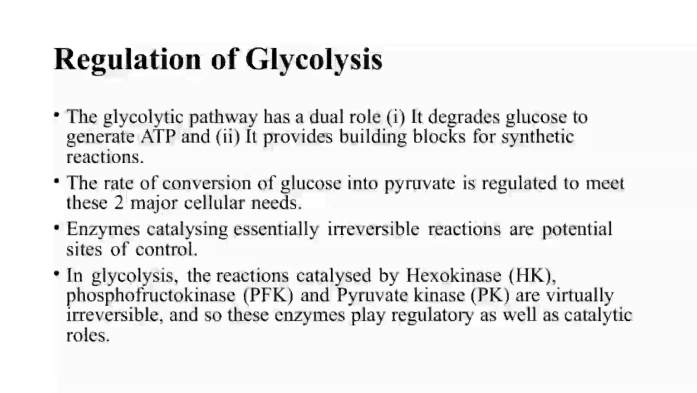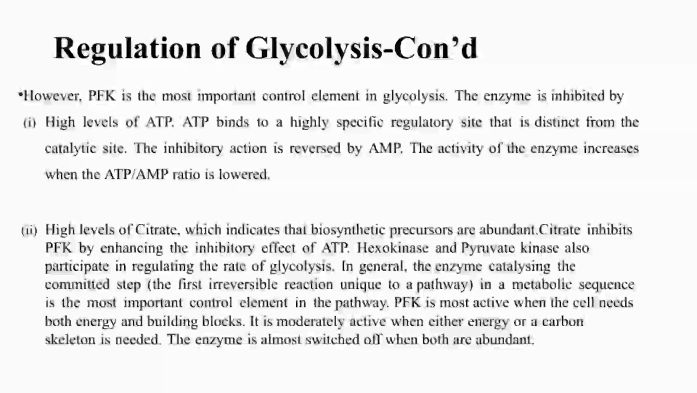Now let's talk about PFK, which stands out as the most important control point in glycolysis. This enzyme is tightly regulated because it essentially decides whether the pathway speeds up or slows down. Interestingly, ATP, our cell's main energy currency, actually inhibits PFK when its levels are high. It binds to a specific regulatory site, which is different from the active site where the reaction occurs. This means that when there's plenty of ATP, PFK activity decreases, slowing down glycolysis.